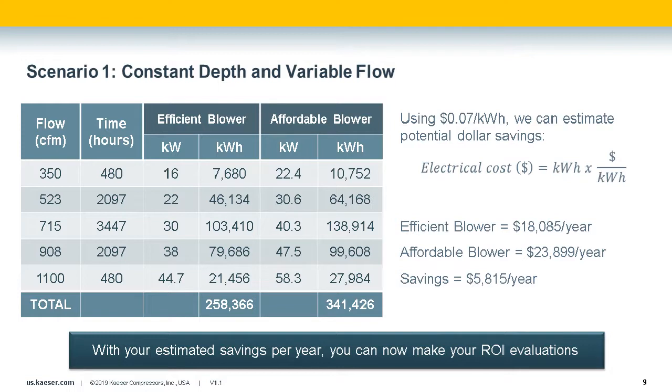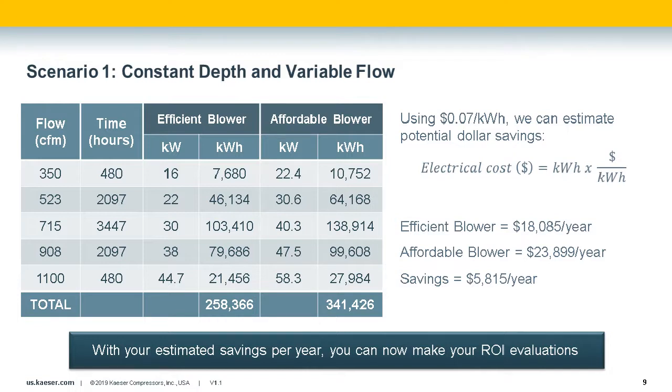This sounds more efficient, but what does that mean for dollars? To figure out how much money this results in, we must take the kilowatt hours between the efficient blower and the affordable blower and then multiply them by what the plant pays for power. In this example, we're going to assume 7 cents per kilowatt hour, which will be constant all the time, which gives us $18,000 a year for the efficient blower and some $24,000 a year for the affordable blower.